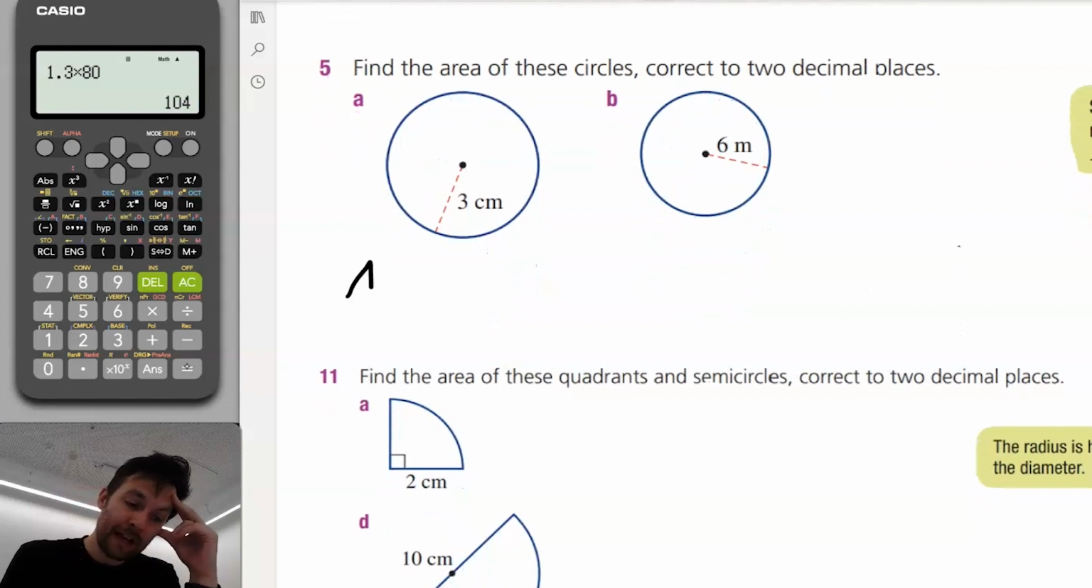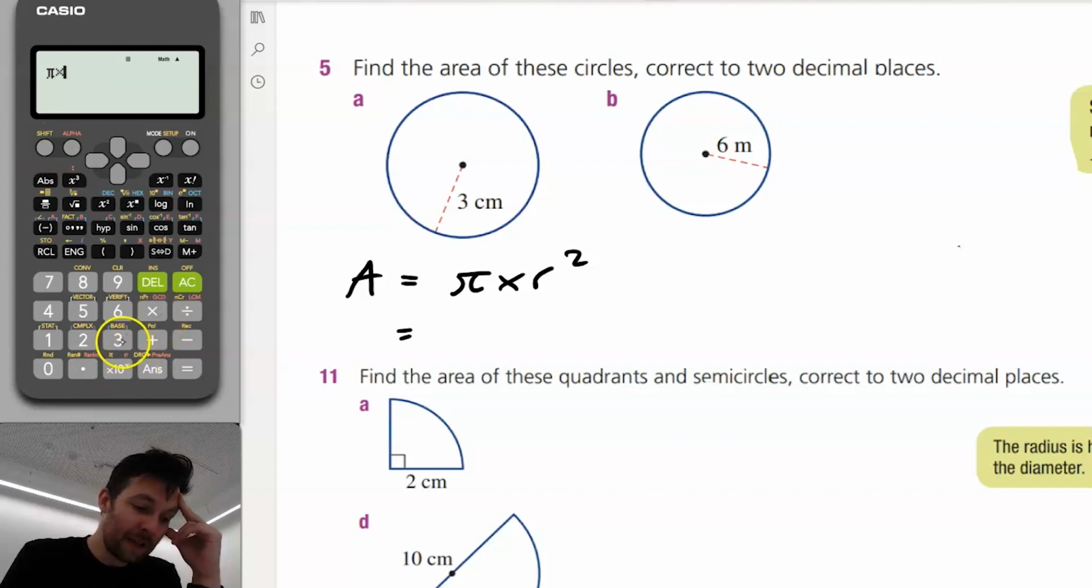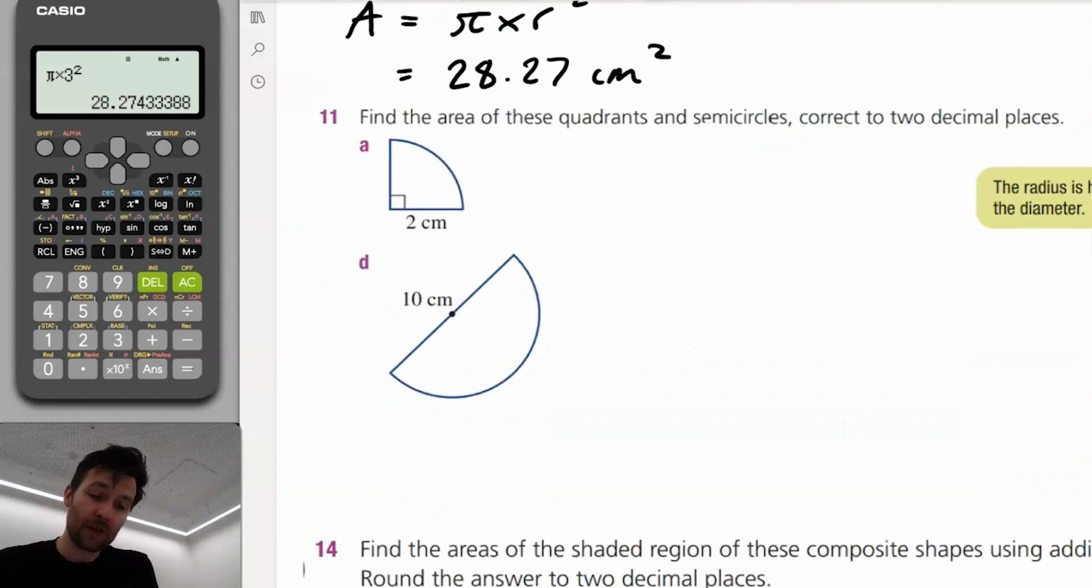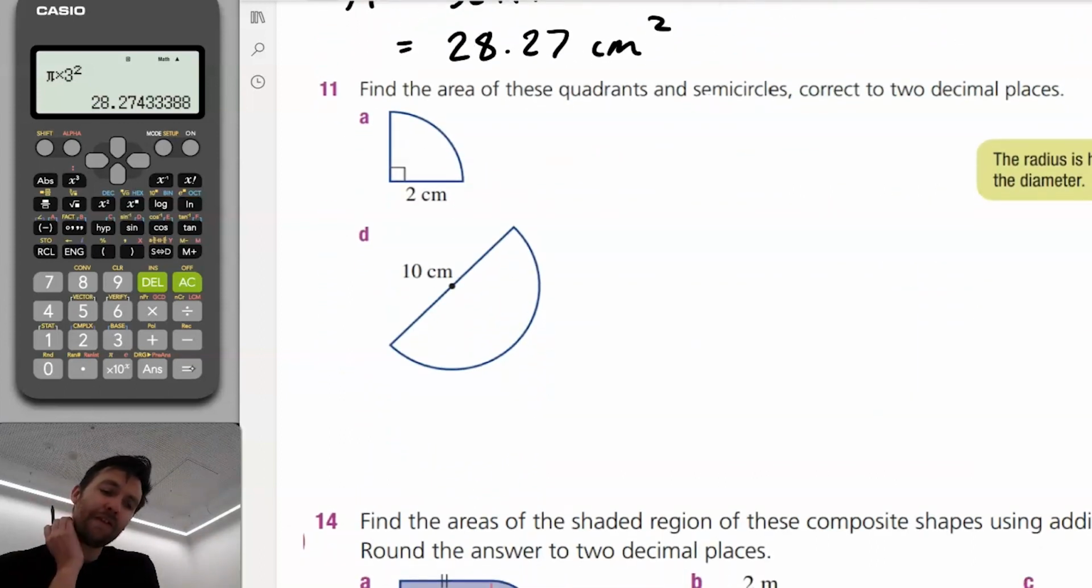Okay, the way that we find the area of a circle is pi times the radius squared, which for this one, so on this particular calculator, shift and this button gives me pi. Radius for this one is 3, and 3 to the power 2, multiply that through, gives me 28, how many decimal places do I need? 2, 28.27 centimeters squared. Done.